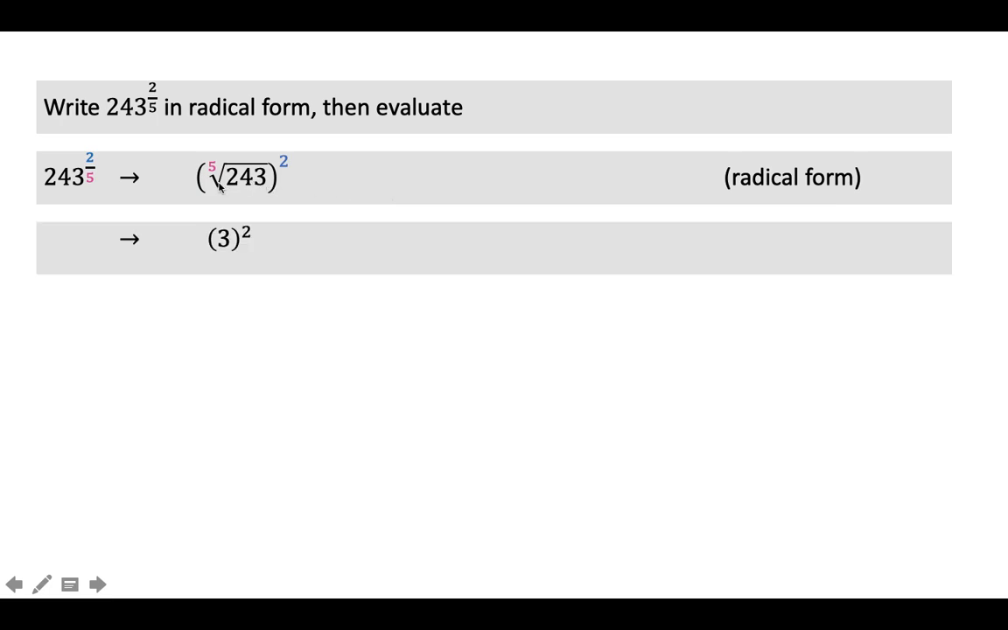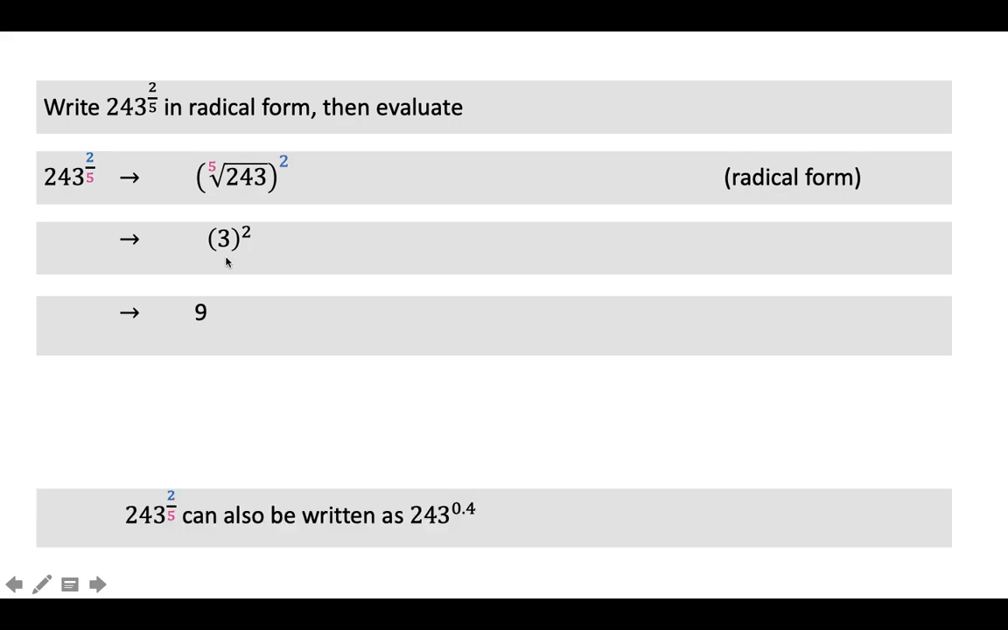3. So I simply evaluate what's in the brackets first. That is 3. 3 squared is 9. So 243 to the power of 2/5 is 9. Now, on an interesting side note, our exponent can also be what you guys would call a decimal number. So 243 to the power of 2/5 can also be written as 243 to the power of 0.4. 2/5 is 0.4.